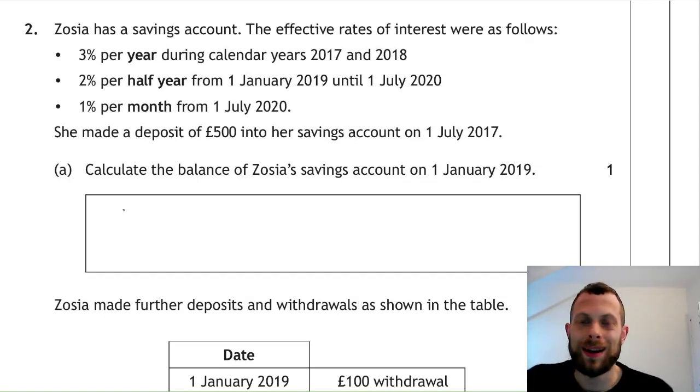Money going into a bank account and then gaining interest. So Zosia puts in £500 and we need to know the length of time it's in the account and the interest rate. This is a straightforward compound interest calculation which you should be familiar with from National 5 applications or National 5 maths.